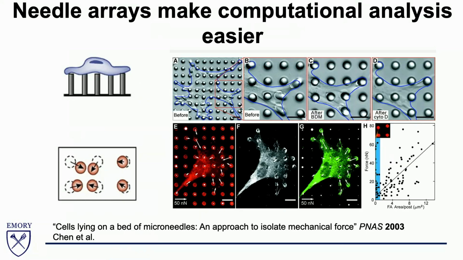Complementary to TFM are methods that use micropillar arrays, or these sometimes are called needle arrays. They're typically comprised of PDMS, originally developed by Chris Chen and colleagues. And you essentially grow your cells on this bed of needles and record the deformation of the pillar. And from this, you can also infer the magnitude of the force.